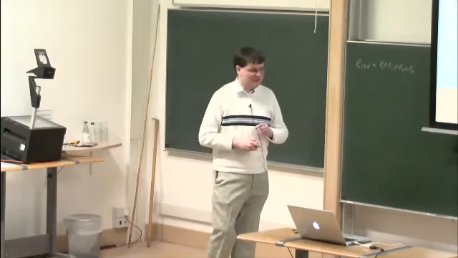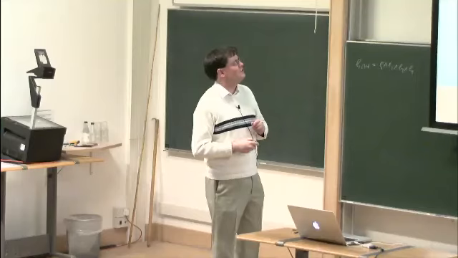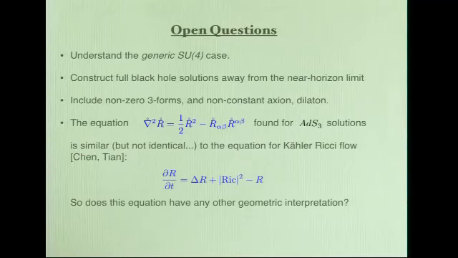So that's where we've got up to, but there are many open questions. As I said, we need to understand properly the generic SU4 case, and that would be interesting to do. What we've done up to now, of course, is only the near horizon analysis. We need to see if one can extrapolate in a meaningful way these near horizon geometries away from the near horizon limit to construct some sort of full black hole solution.